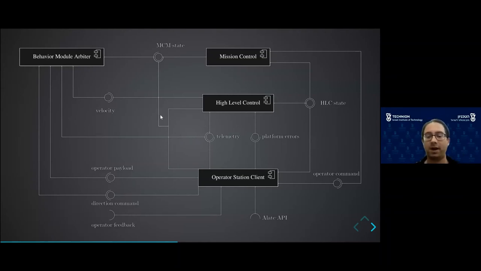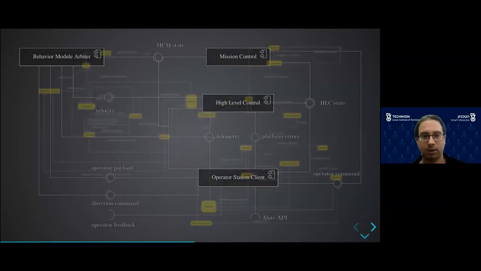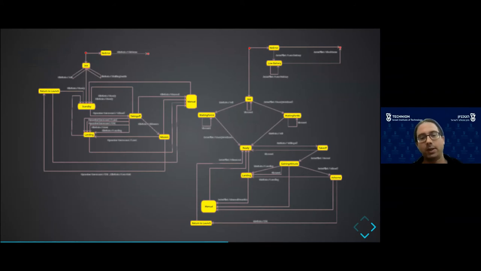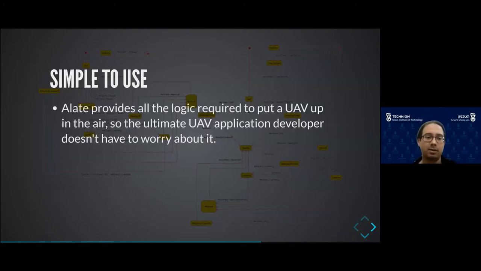So this is how the actual final application looks like. But as a framework, this is the framework. So what is all this good for? Here we see on the left-hand side the logic going into the mission control, and on the right-hand side the logic going into the high-level control. In the video we're going to see shortly, we'll see how they work in tandem in order to lift the UAV off the ground. So the point is to simplify writing UAV applications for the ultimate application developer. We provide through the framework all the logic required to put a UAV up in the air, so other people that want to generate applications won't have to be bothered with it.